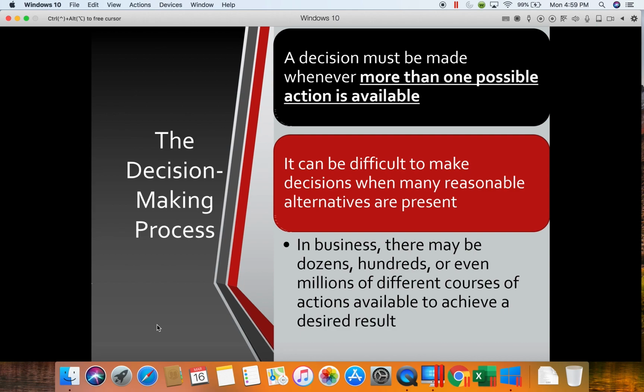So when we first look at decision support systems, it's good to understand the types of decisions and problems that we will be dealing with. Whenever there is more than one option, we need to make a decision to determine what we want to do.